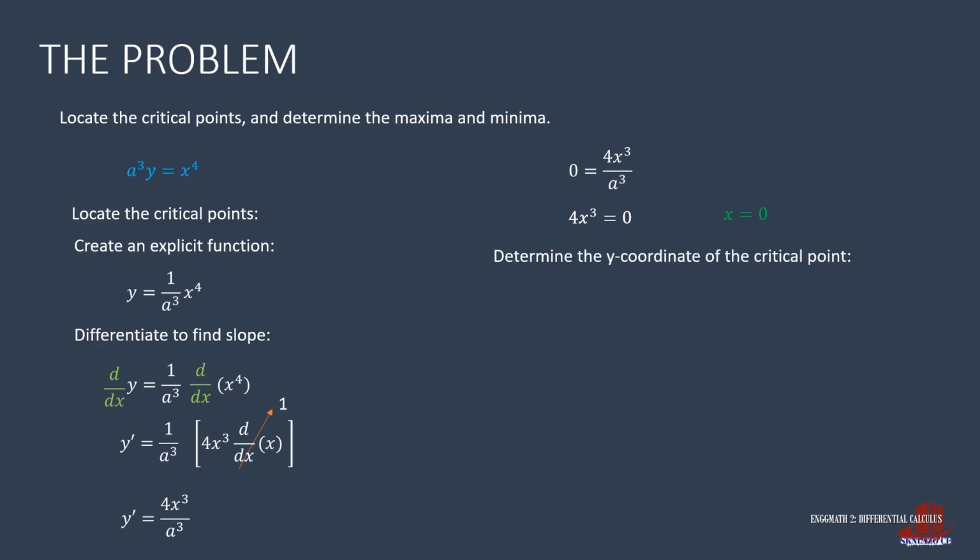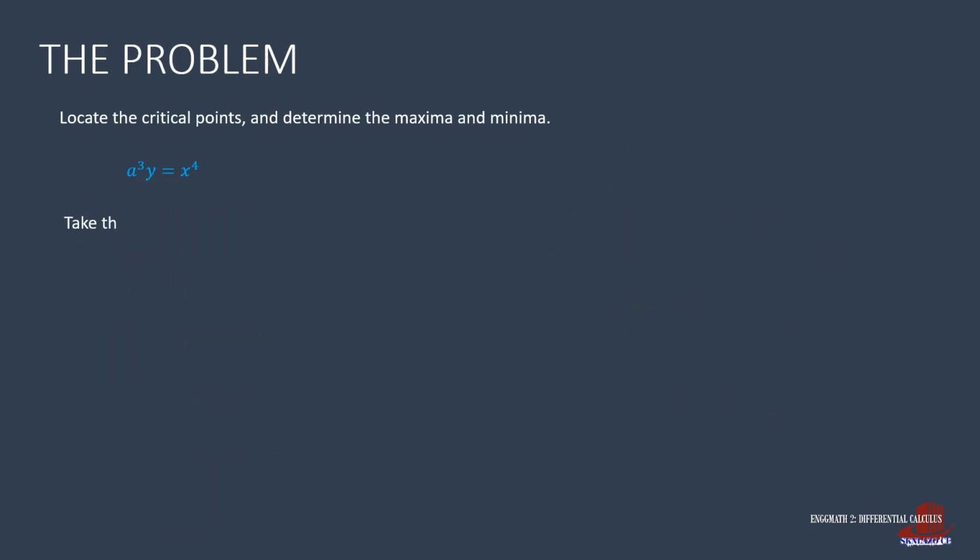With x already found, we look for the y-coordinate by plugging x into the original function. A cubed y then becomes 0 raised to 4. So y is also solved as 0. Therefore, the critical point is at (0, 0). The next step is to identify if the critical point is a maxima or a minima. We identify it by taking the second derivative.